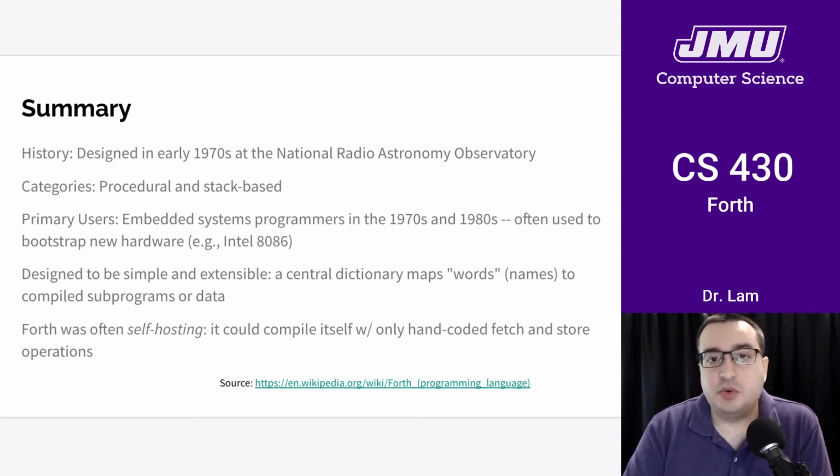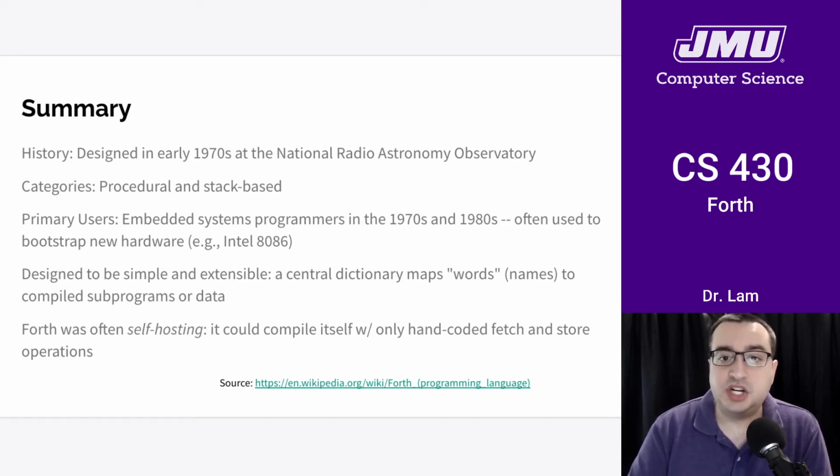The primary users were embedded systems programmers, mainly in the 1970s and 80s. This language was often used to bootstrap new hardware, so the really famous Intel 8086 chip had Forth as its first resident program. It was designed to be simple and extensible.